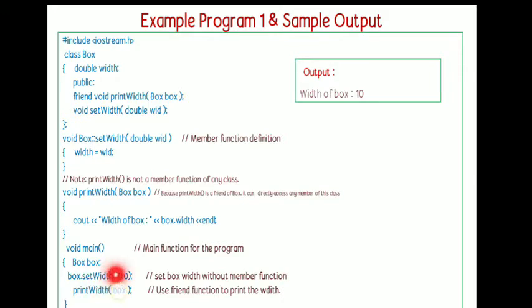But setWidth is the member function of the Box class, so we are accessing this function using the object box. So this is the difference. A normal function can be directly accessed. A friend function can be accessed like a normal function without using any object. But setWidth is the member function of the class, so we have to use the object. Using the object reference, you can call the function.